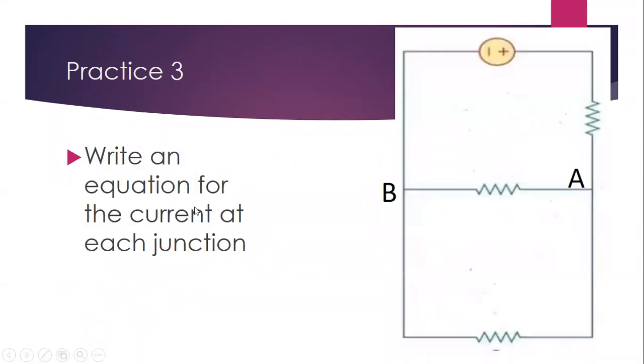All right, so write an equation for the current at each junction. This one is the next step up. We're going to have to actually figure out what current is going in and what current is going out. To do this one, we're going to look at it like this. The current is going to leave this battery and travel this way. So let's write down what we've got.